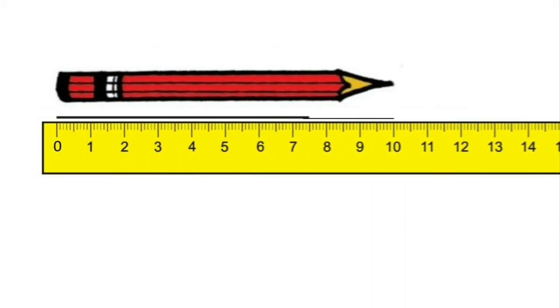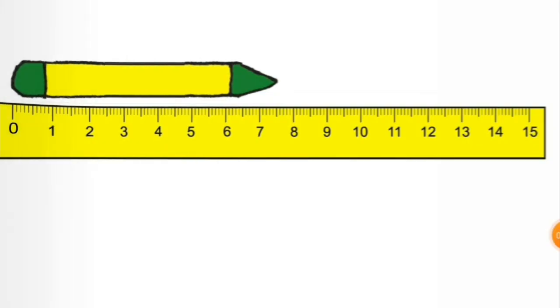Now let us measure the length of this pencil. As I told you before, we should always measure anything starting from the point of 0. So let us measure it with the help of this scale. This pencil starts from the point of 0 and ends at the point of 10. So the length of this pencil is 10 centimeters. That's so fun, measuring things.